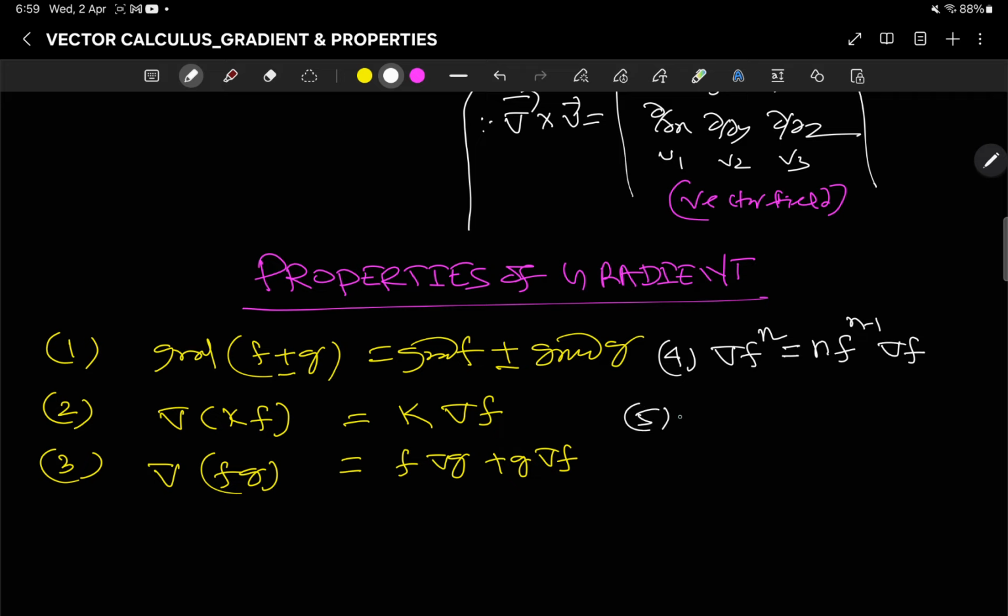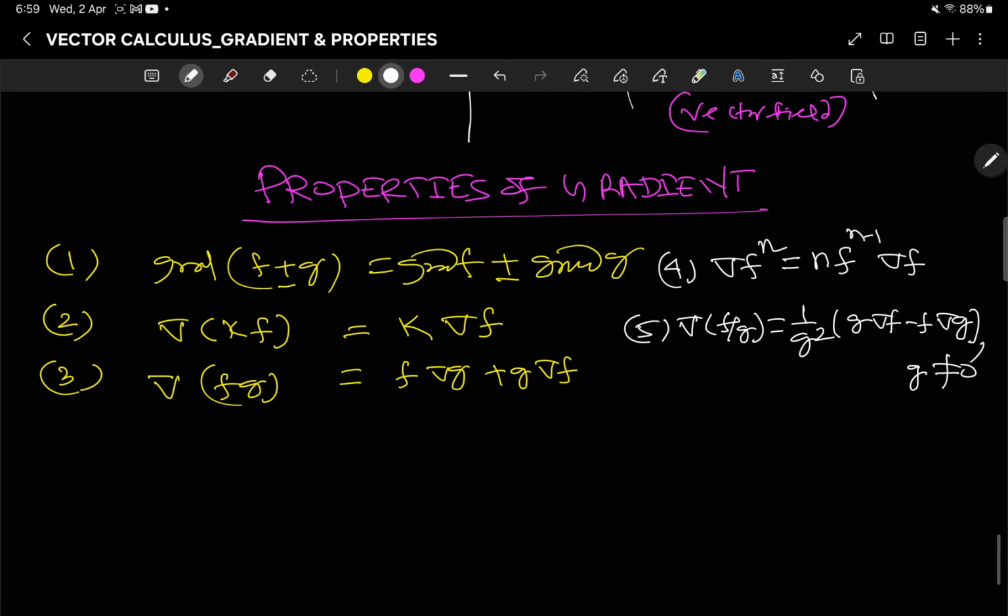And fifth, grad of f by g, so this is the division formula: 1 by g square times g grad f minus f grad g, that is, second times derivative of first minus first times derivative of second, by second square, and here g should not equal 0. So these are the properties.